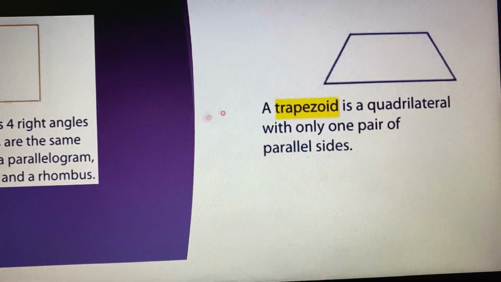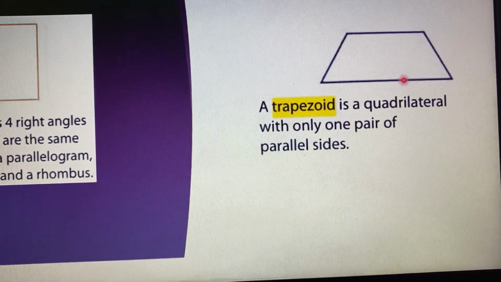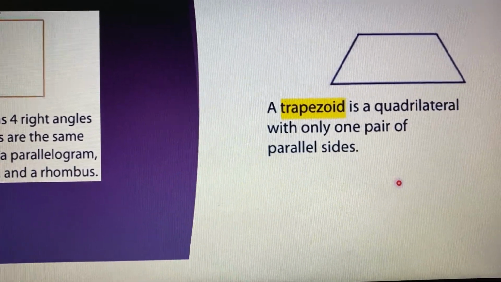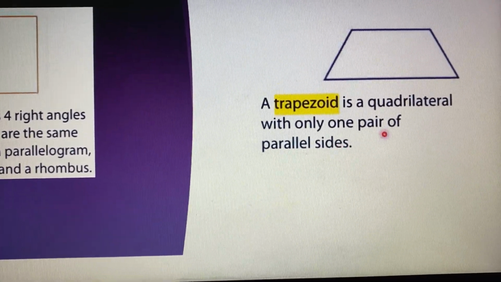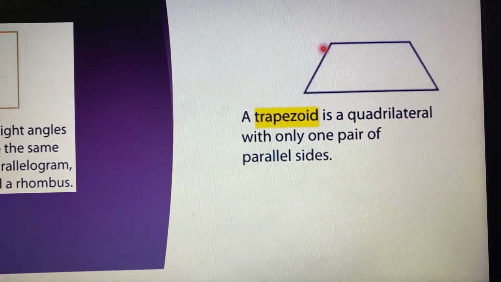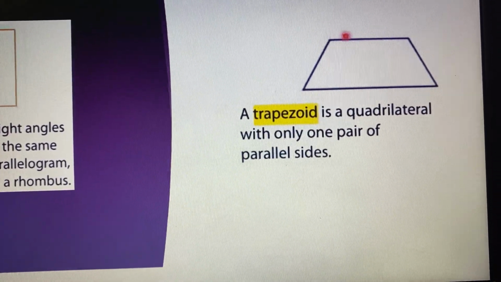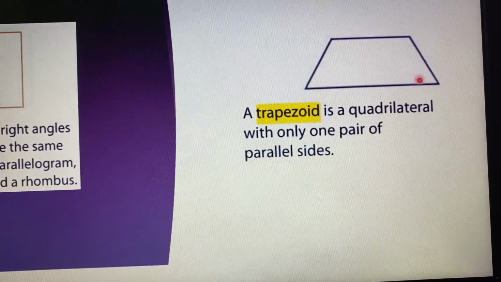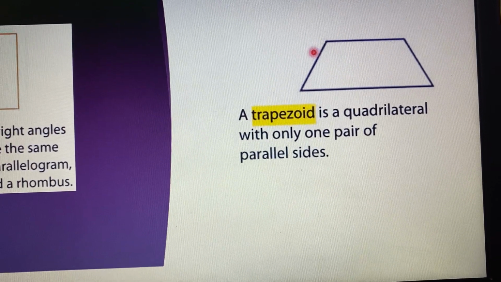Look here. This shape is called a trapezoid. A trapezoid is a quadrilateral with only one pair of parallel sides. Only one pair. Look at the top and the bottom sides. They are parallel, but the right and the left, are they parallel?